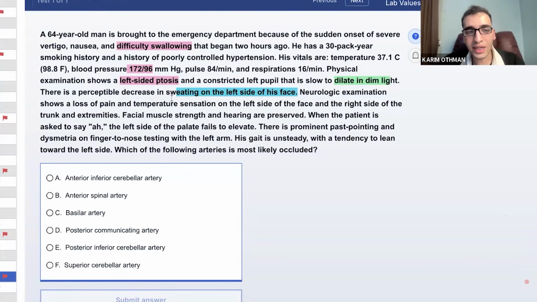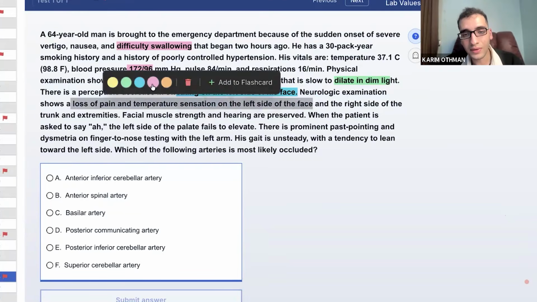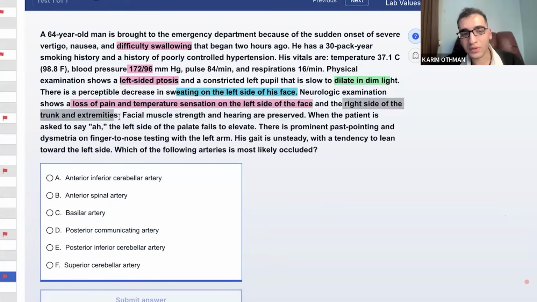Neurological examination shows a loss of pain and temperature on the left side of the face and the right side of the trunk and the extremity. What do you think, guys? Is this line important or not? Loss of pain and temperature on the left side of the face and the right side of the trunk and the extremity. Is this specific line important or not? What do you think? And what does it tell us once we have seen this?